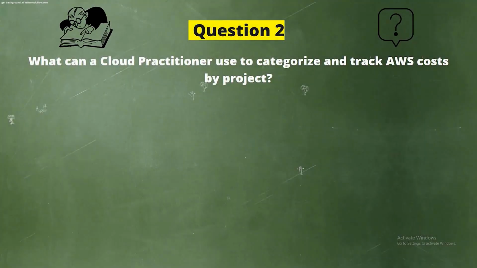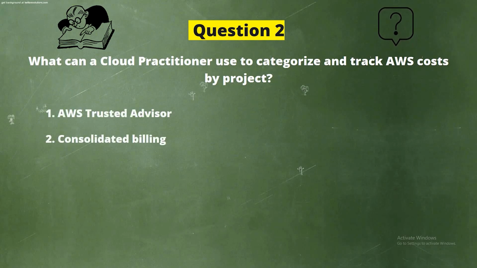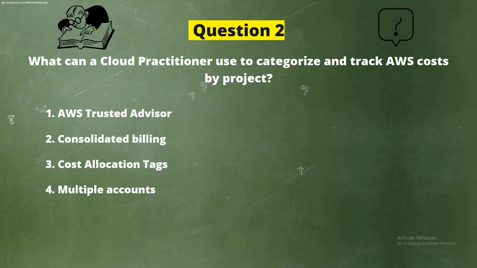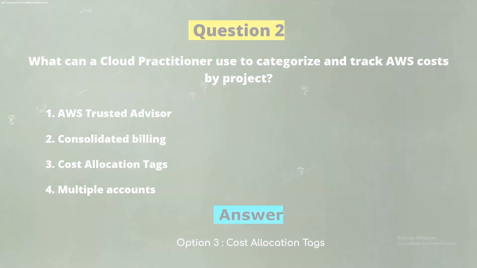Next question. What can a cloud practitioner use to categorize and track AWS costs by project? And the options are: Option 1, AWS Trusted Advisor. Option 2, Consolidated Billing. Option 3, Cost Allocation Tags. Option 4, Multiple Accounts. And the correct answer is Option 3, Cost Allocation Tags.